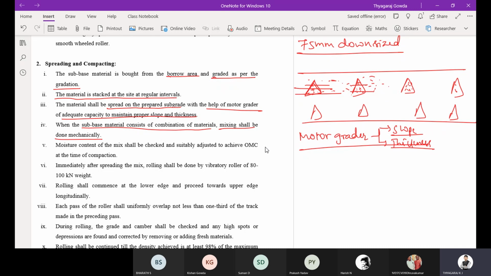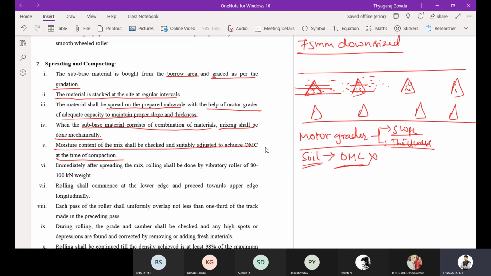So mixing equipment will be provided at the site only. Using those mixing equipment, you are going to mix the various types of materials. Then if soil is used as a GSB layer, the moisture content of the mix shall be checked and suitably adjusted to achieve the OMC. If the soil is used as a binding material, or as a GSB layer, we have to check the optimum moisture content.